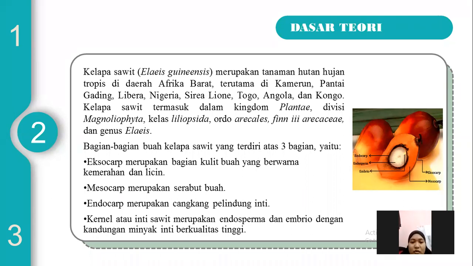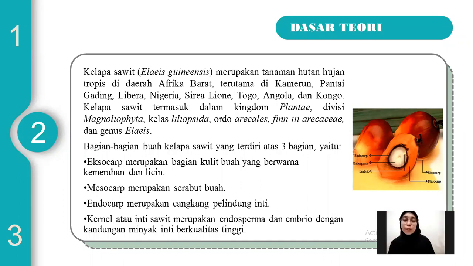The palm fruit consists of 4 parts, namely: Part 1, the exocarp, is the radiant and slippery part of the skin of the fruit. Part 2, the mesocarp, is the fruit fiber. Part 3, the endocarp, is the protective shell of the core. Part 4, the kernel or palm kernel, is the endosperm and embryo with a high oil content. Okay, I will return to the moderator.